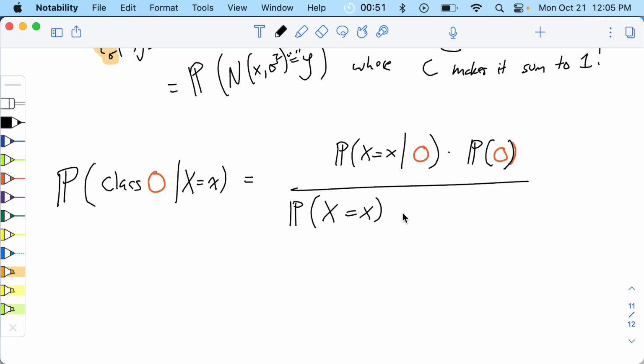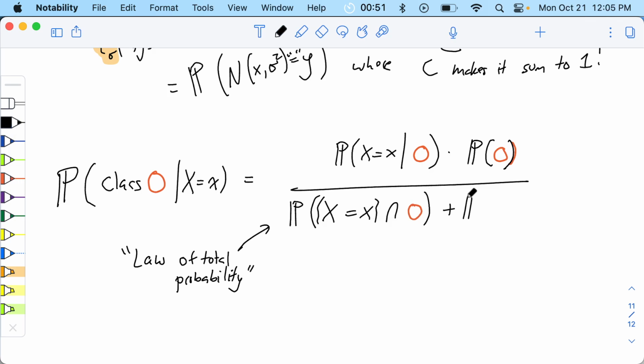Now here's the thing. The probability that x equals x can happen in one of two different ways. So now I'm going to apply something called the law of total probability to split this up into two parts. Actually, why don't I split it up in two steps. It could be orange, so the probability x equals x and it's orange, plus the probability x equals x and it's blue. So there's two ways it could be x equals x. It could be either x equals x with orange or with blue.